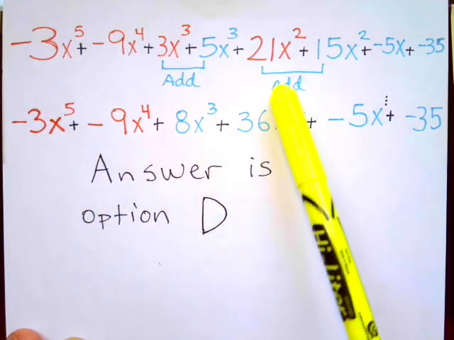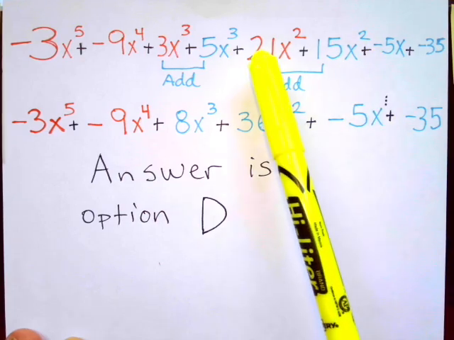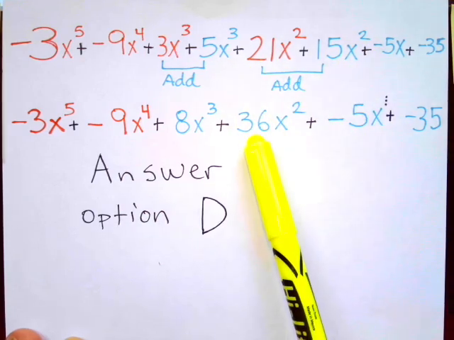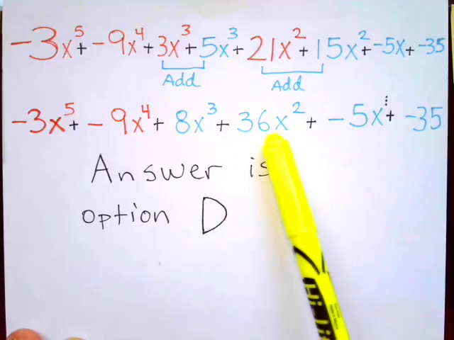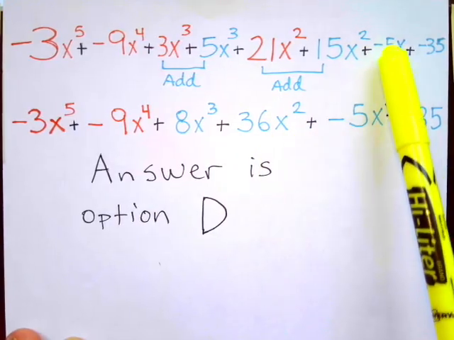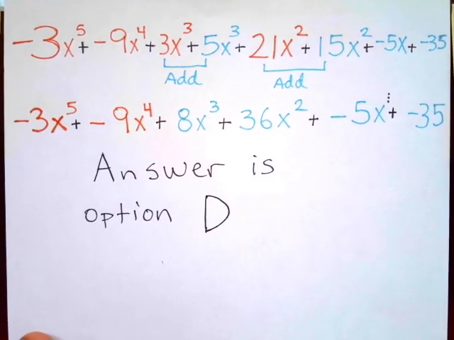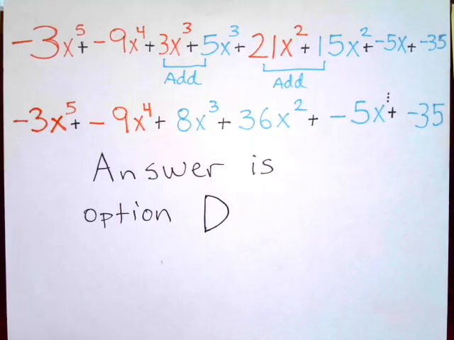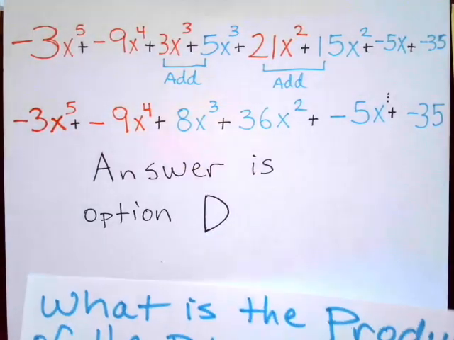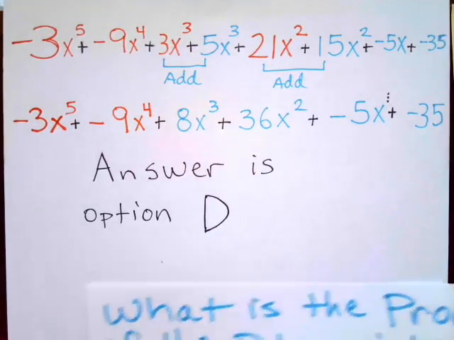Plus, plus. And then the other is x to the second power. So 21 plus 15 is 36x squared. And then everything else I rewrite, plus a negative 5x plus a negative 35. If you go back and look at your answers, the answer that this would match is the letter D, option D. So you can go back and check that out, or I can show that to you here. Option D is below.